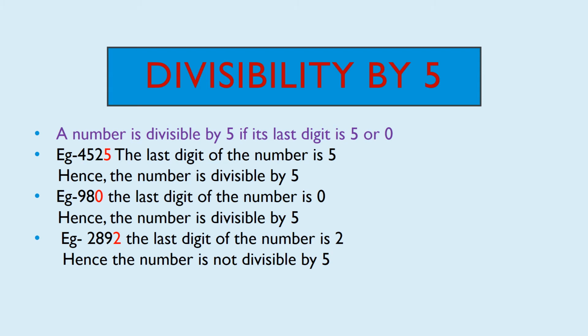Now take the third example, 2892. Now you can see the last digit is not 5 nor 0. It is 2. So the number 2892 will not be divisible by 5.